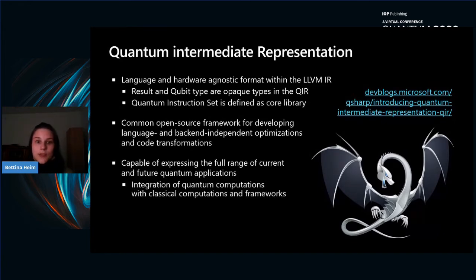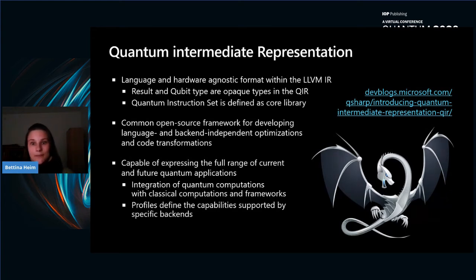QIR allows for arbitrary interactions between classical and quantum computations. Now, since this is not necessarily supported by all backends, you might be wondering how we make it work to execute that format on the current quantum hardware. For that, we define different profiles. So that's subsets of the QIR that reflect the capabilities supported by these backends.